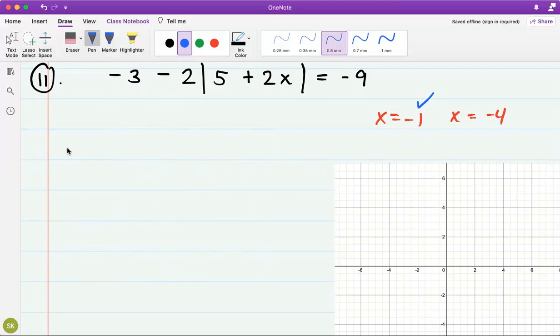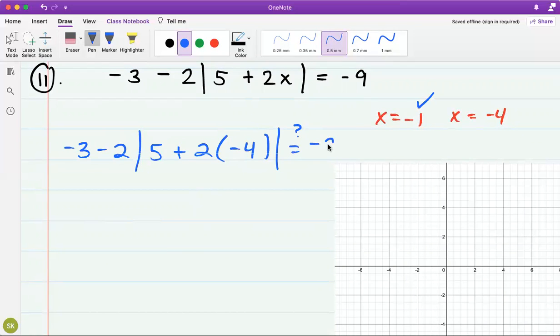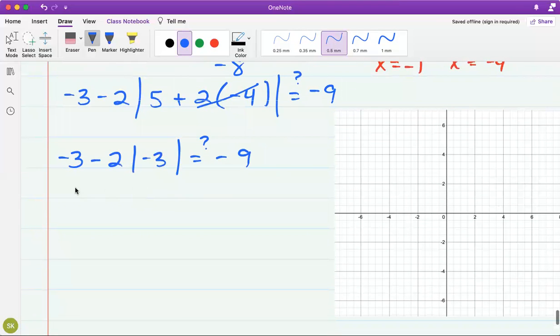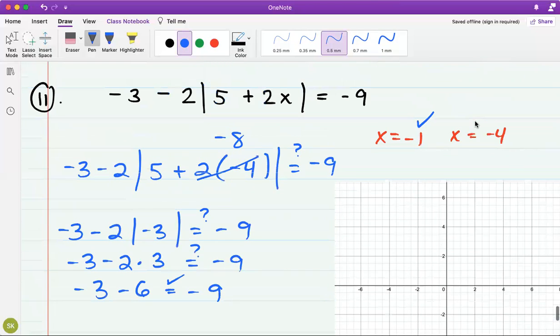For x is equal to -4, we have -3 minus 2 times the absolute value of 5 plus 2 times -4. Does that equal -9? So we get -3 minus 2. Simplify the inside. This is -8. 5 plus -8 is -3. The absolute value of -3 is 3. So we get -3 minus 2 times 3. Does that equal -9? So here we have -3 minus 6. That does equal -9. So this is the other solution.